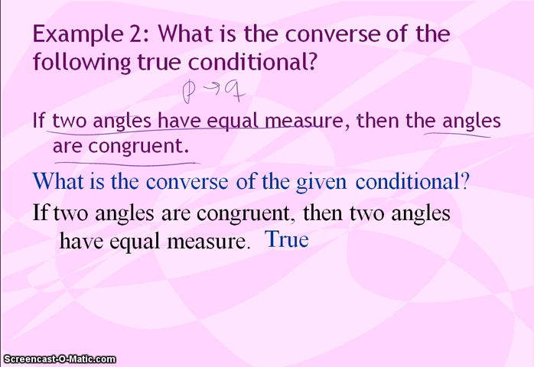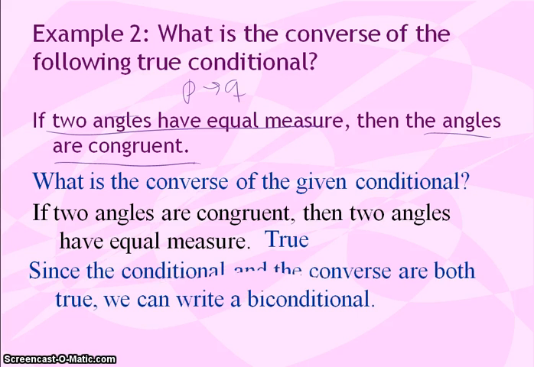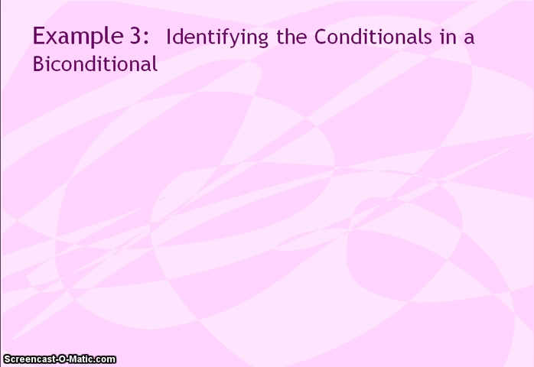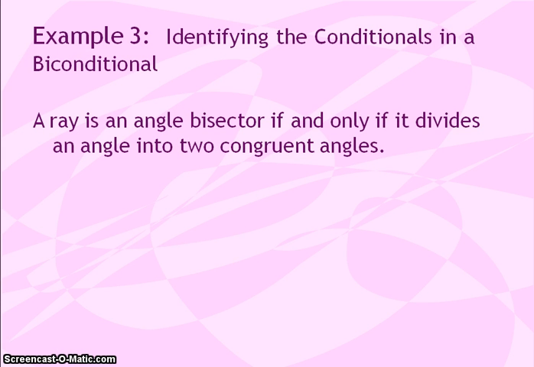And that's true. Not only is the conditional true, but the converse is true. So now we have a good biconditional because both the conditional and the converse are true, and we can write it as a biconditional. Basically, two angles are congruent if and only if the two angles have equal measure. Okay, another one. A ray is an angle bisector if and only if it divides an angle into two congruent angles.